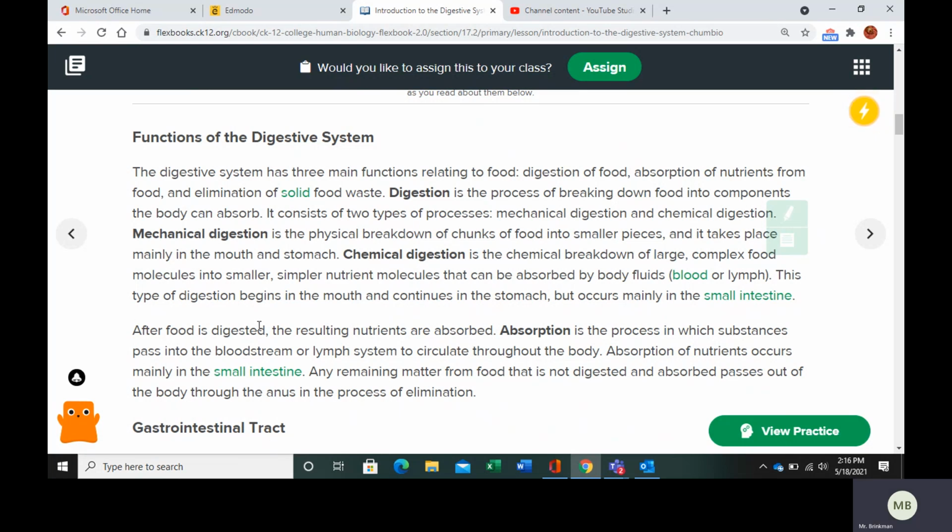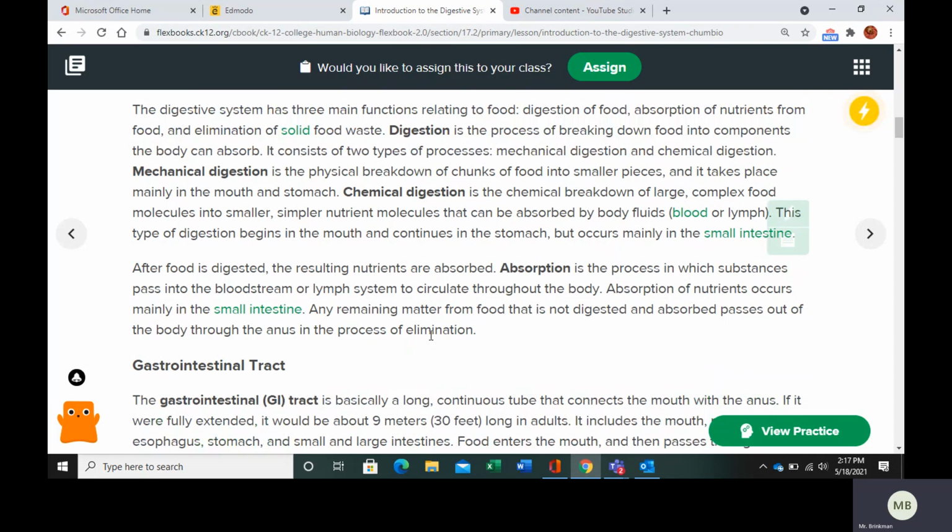After food is digested, the nutrients need to be absorbed. Absorption is the process where substances pass into the bloodstream or the lymph system and circulate throughout the body. It happens mainly in the small intestine, and anything that is left is eliminated as waste.